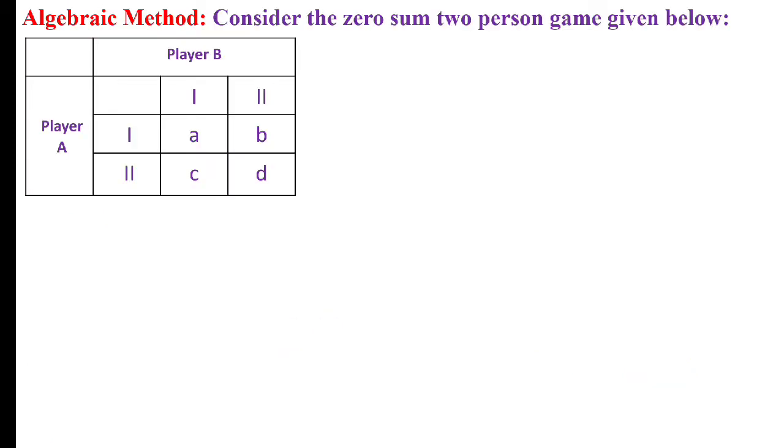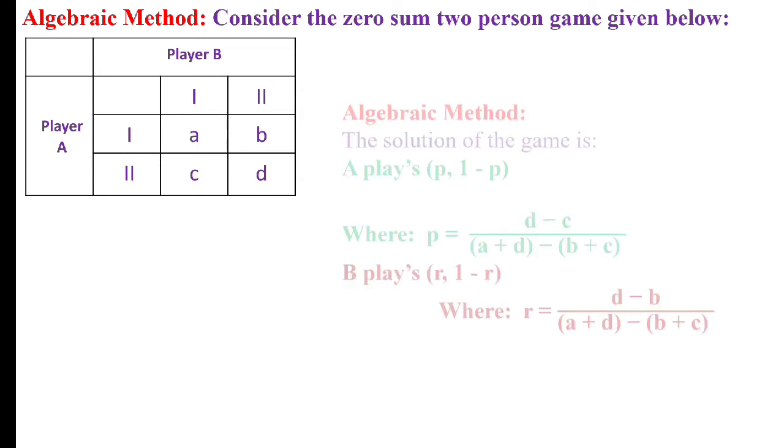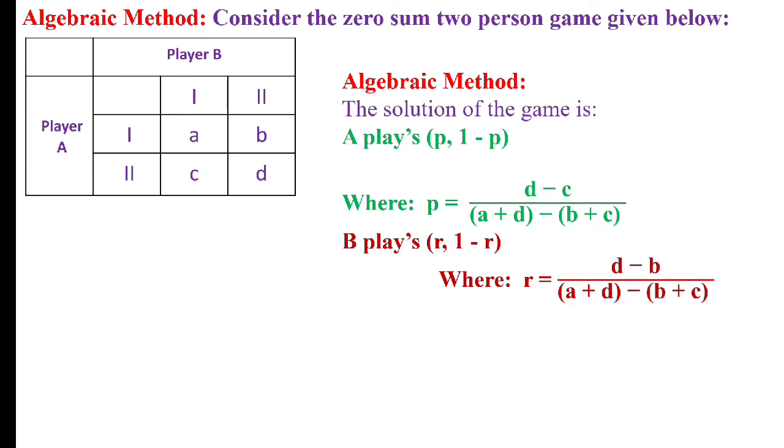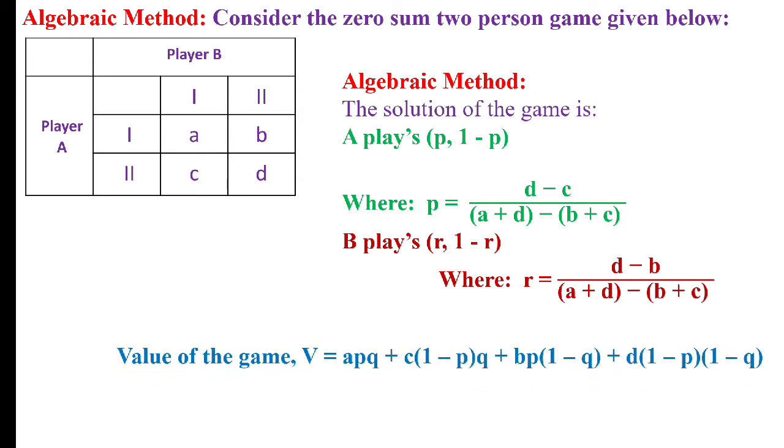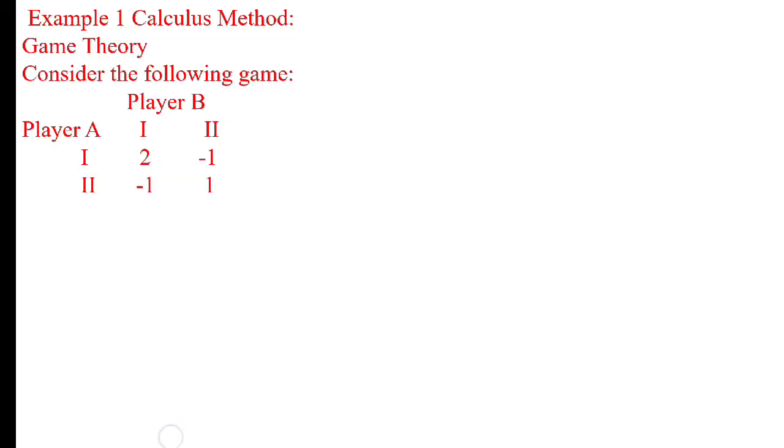Then come to the zero sum game, the algebraic method. This is another method; you can use either the previous method or this method. The analytical method, the algebraic method. Here the formulas will be similar, and only the value of the game will change. It is APQ plus C into 1 minus P into Q plus PB into 1 minus Q plus D into 1 minus P into 1 minus Q. This is another way to find it. It is not an issue; we will be finding it by the normal method only.